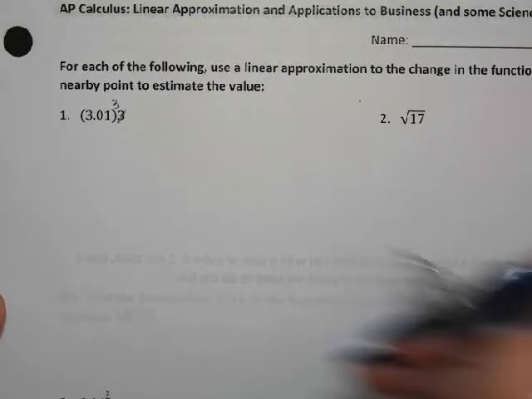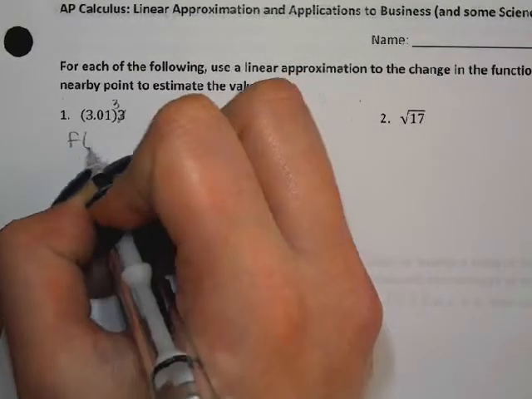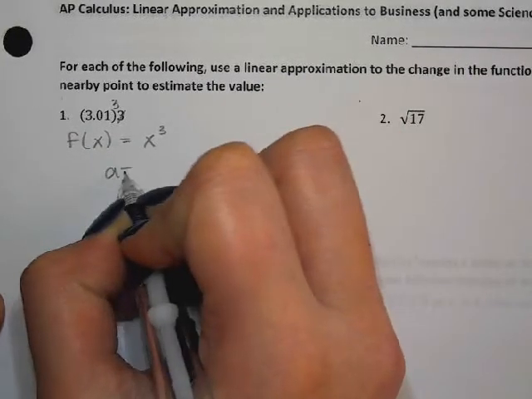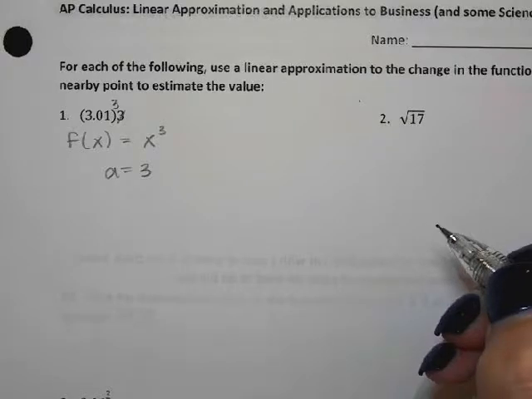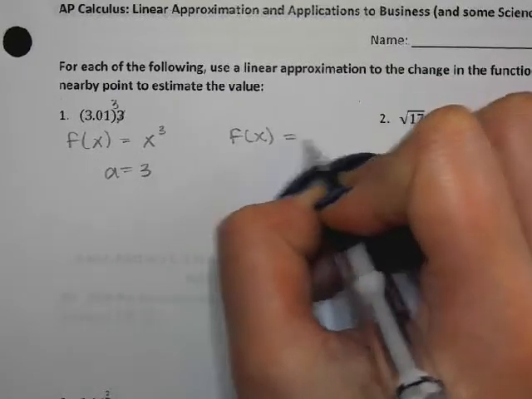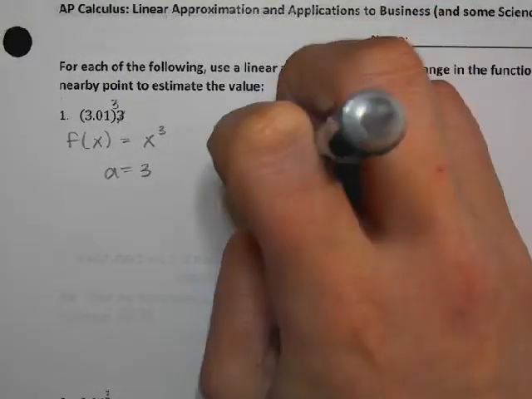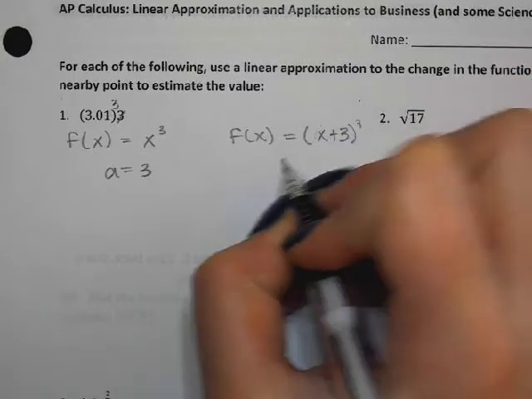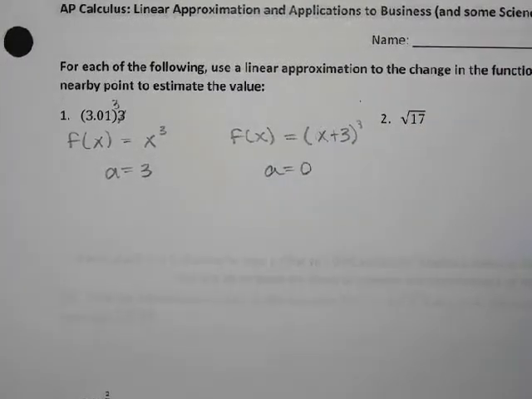So we've got 2 options. We could, well, more than 2, but I'm going to go with 2. We could say f of x is x to the third, and the a value that we're using is 3, because 3 is very close to 3.01, right? So 3 to the third. Or I could say f of x is x plus 3 to the third, and then my a value is 0, because 0 plus 3 is still 3 to the third, which is very close to 3.01 to the third, okay?